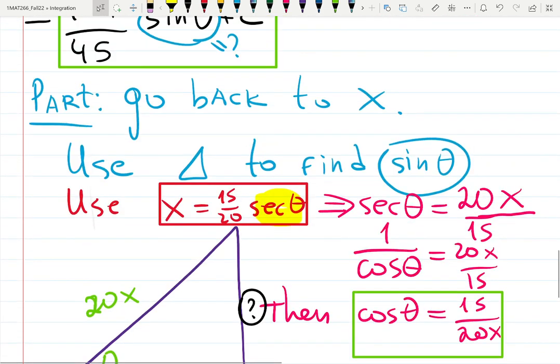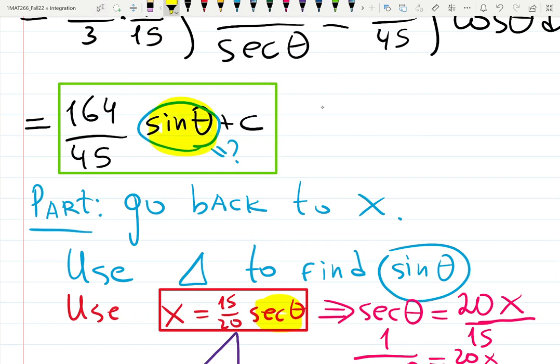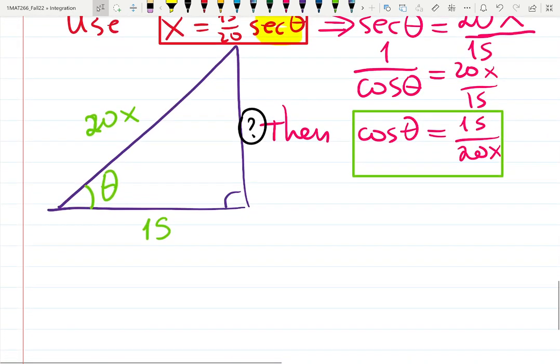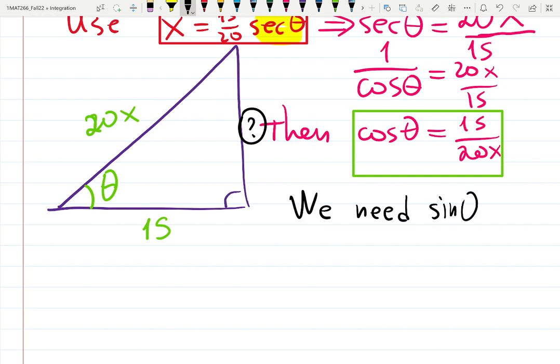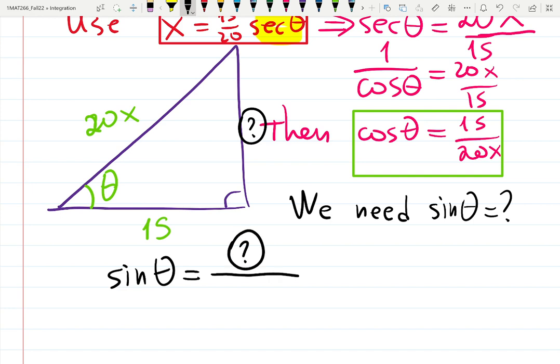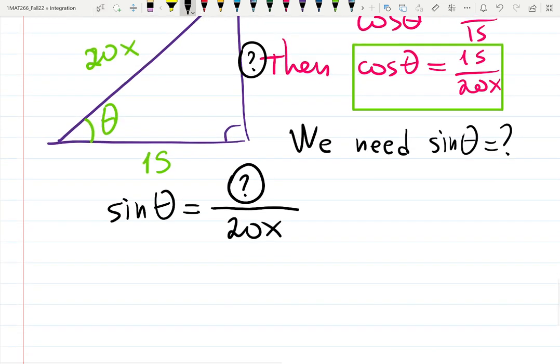But why are we doing this again? The goal is to find sine. I just need sine. I don't need all the sides. I don't need all the angles. I need to find sine from here with cosine provided. So we need sine theta. What is sine theta? Sine theta from this triangle is the opposite over the hypotenuse 20x, right? This question mark over 20x. So we just need to find that side and we're done.